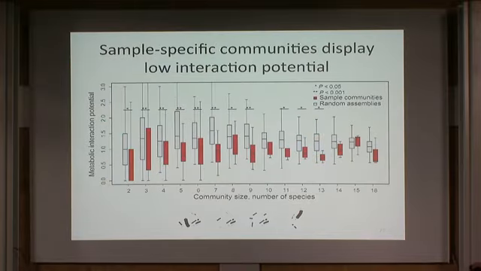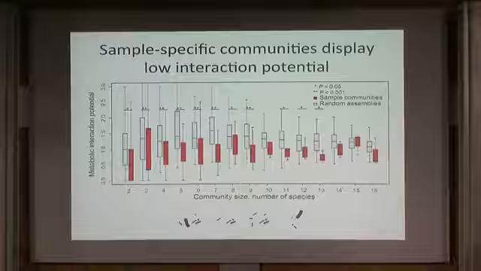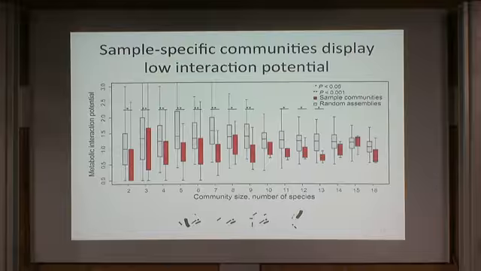And you can see that if you again calculate this metabolic interaction potential for the samples, it is significantly lower in many cases, irrespective of the size of the community. They are less likely to metabolically interact inside this habitat. They might even be independent, so again they compete.